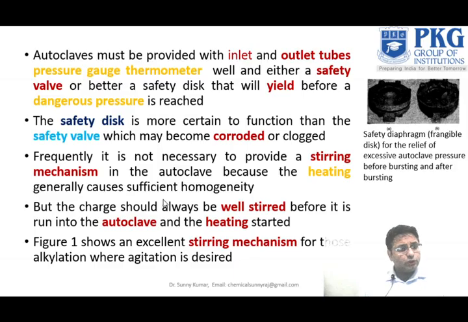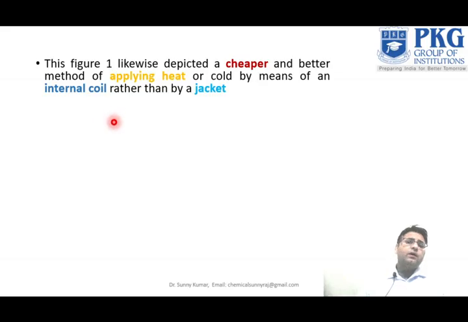As shown in our previous figure, figure 1, and this is figure 2, which shows an excellent stirring mechanism for those alkylations where agitation is desired. Figure 1 likewise depicts a cheaper and better method of applying heat or cold by means of an internal coil rather than by the jacket.